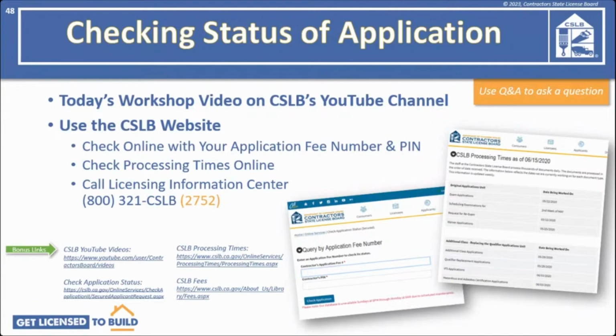As you can imagine, CSLB receives hundreds, if not thousands, of documents every day, and we process them in the order that they've been received. So be sure to take the extra time getting the application right so we don't have to send it back to you to correct and then have to start processing your application again.